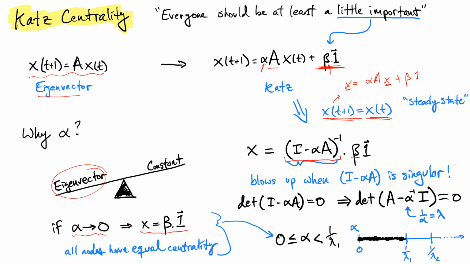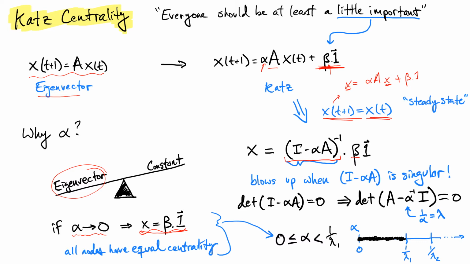And so we know that alpha equal to 0 corresponds to this constant centrality. In that case, you just have the identity matrix, which is invertible, and so that's no problem. So then the question is, for what values of alpha does this matrix I minus alpha A continue to be invertible? And what's the first value of alpha that makes this matrix singular?